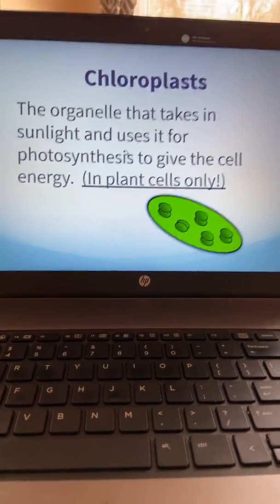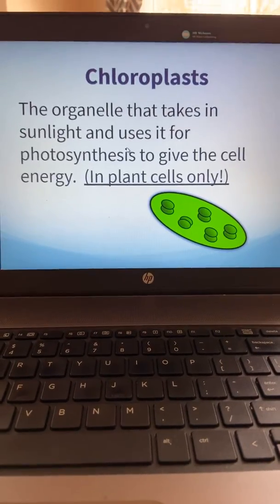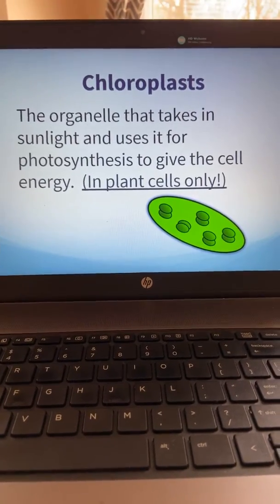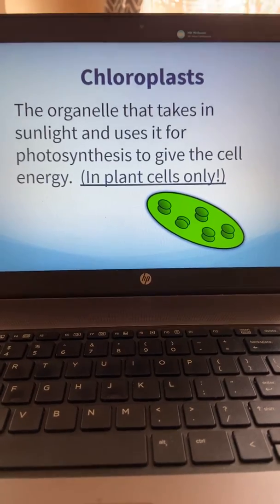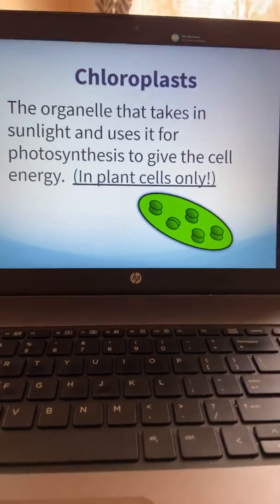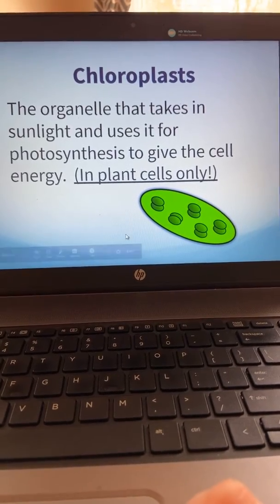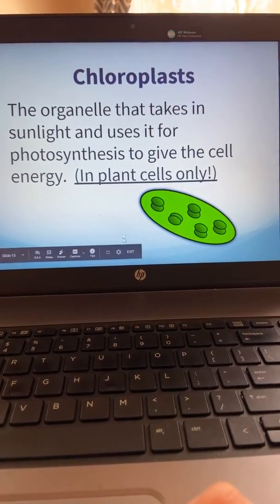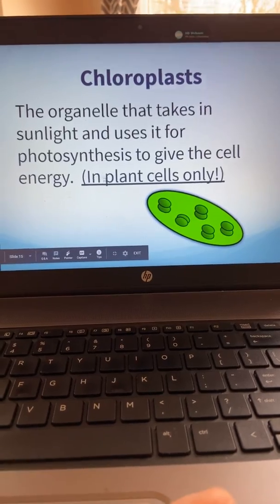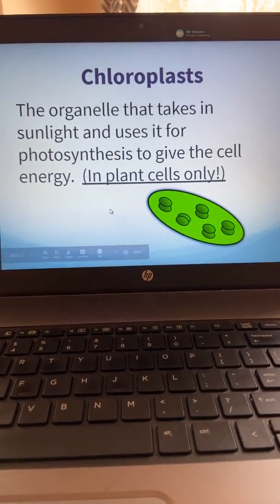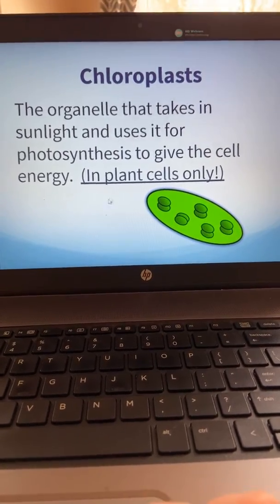And chloroplasts. Again, this is only in plants, and it takes in sunlight and uses it for photosynthesis to give the cell energy. So you can think like chlorophyll, things like that. It's just in plants. Uses that sunlight, gives the cell energy. Okay, that's the last one.